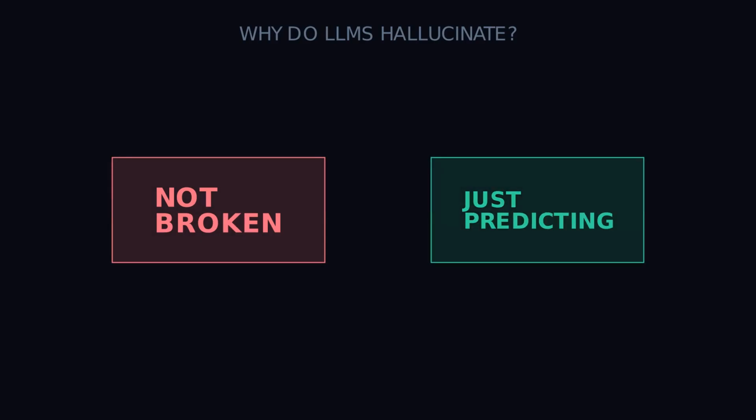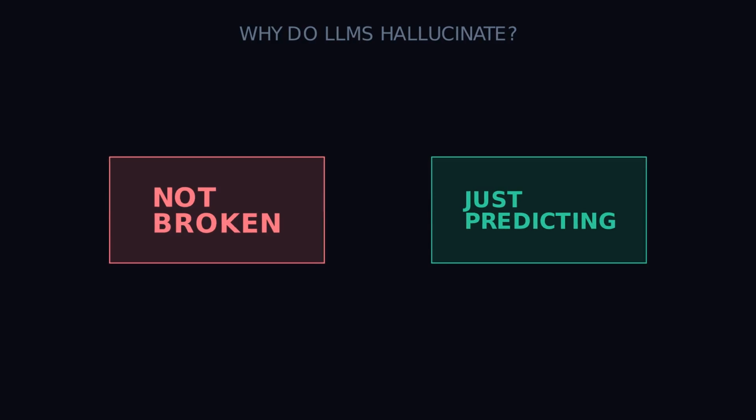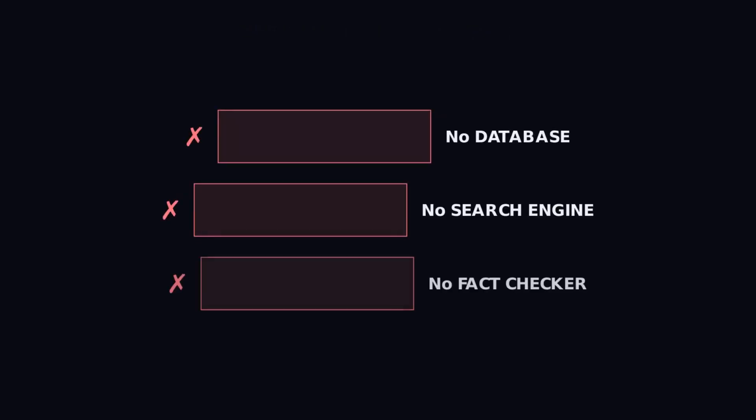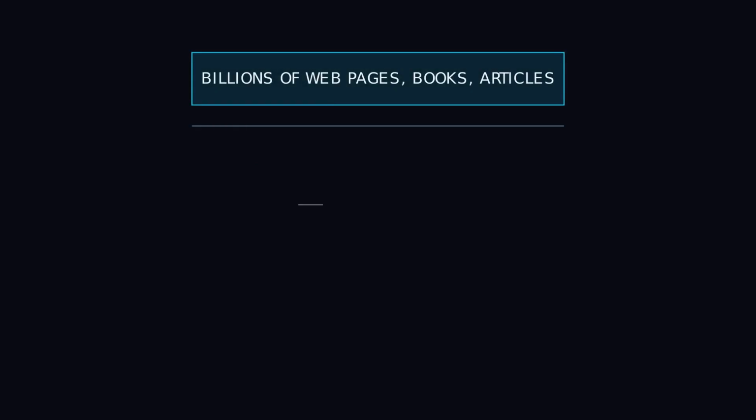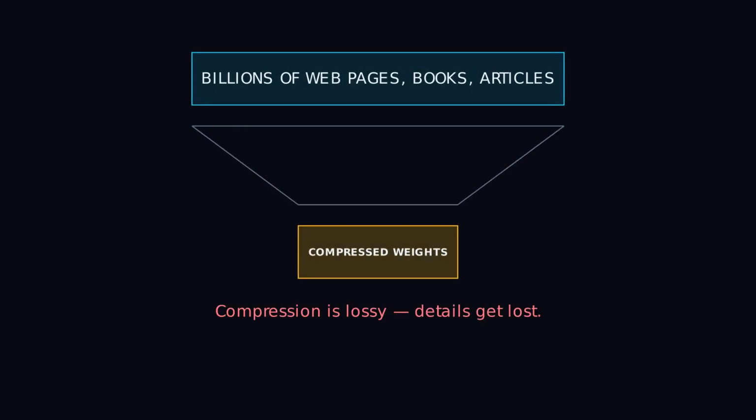Why do language models hallucinate? It's not because they're broken. It's because of what they fundamentally are. A language model is a prediction machine. It takes the words you've given it and predicts the most likely next word, then the next, then the next. It has no database to query, no search engine to consult, and no internal fact-checker. Everything it knows was compressed into its weights during training, and that compression is lossy.